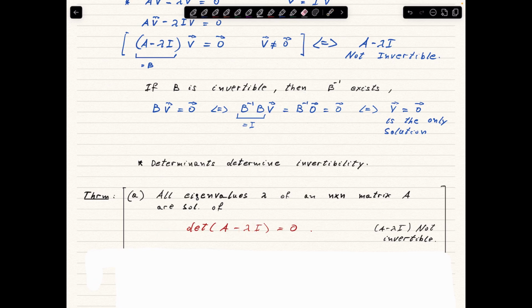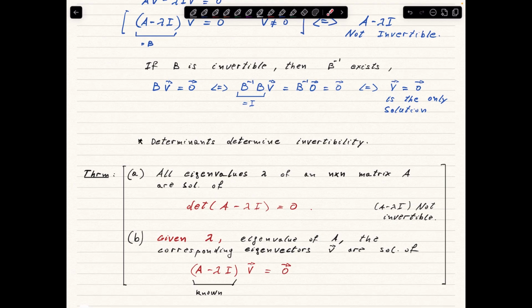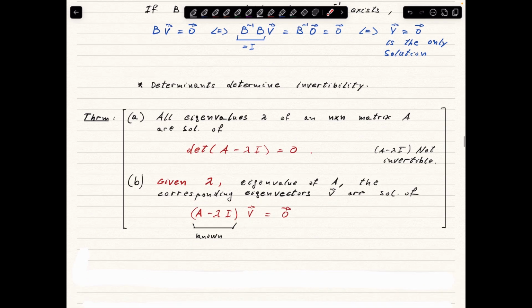So once you have the eigenvalues, given by the solutions of that equation, the corresponding eigenvectors are solutions of this equation, but now this equation is known. So now this is a simple equation of the form A v equals lambda v, where this is a known matrix and the right side is 0. So we can solve this equation and find the eigenvectors.